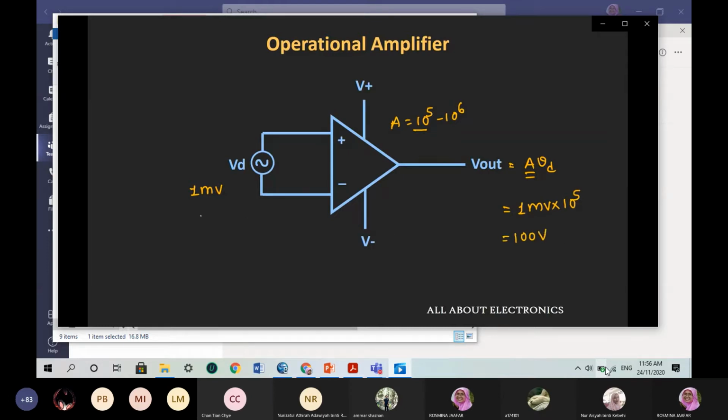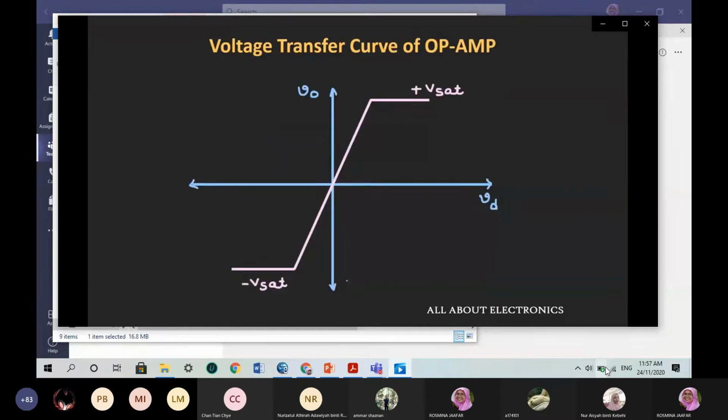Or if we apply 1 volt of signal, then theoretically we should get an output of 10 to the power 5 volt, but that is not possible, and the output of this op-amp is restricted by the biasing voltages that are applied to this op-amp. So the output voltage will be between these biasing voltages.